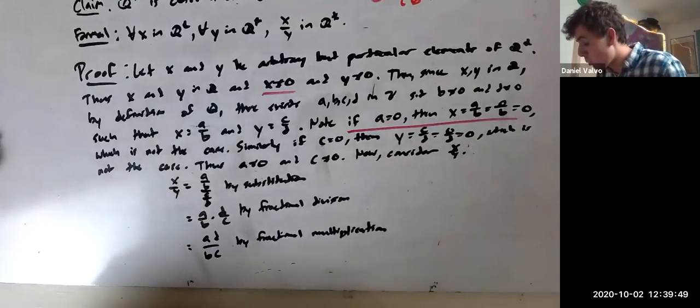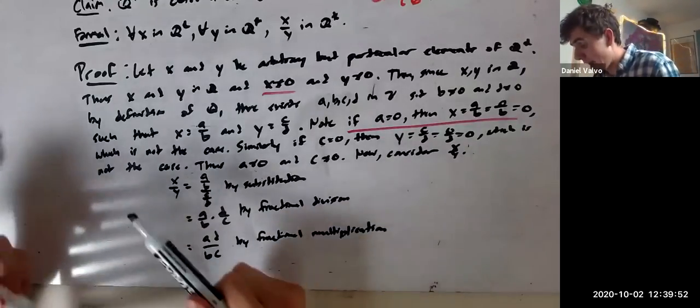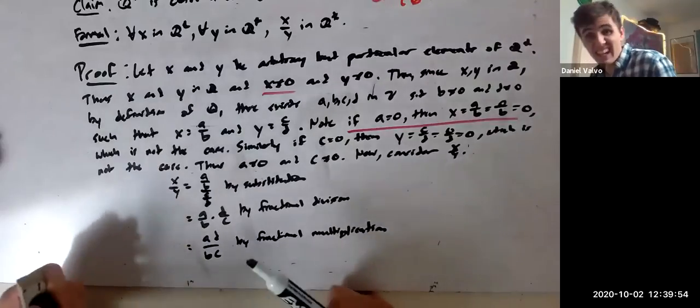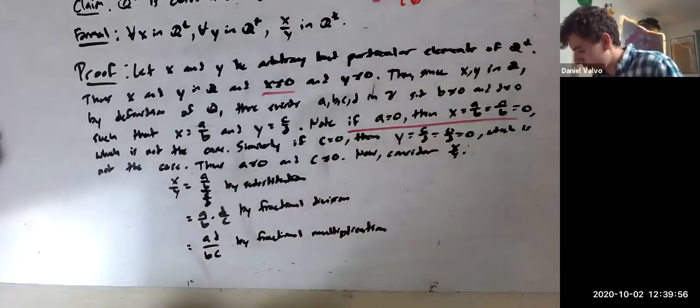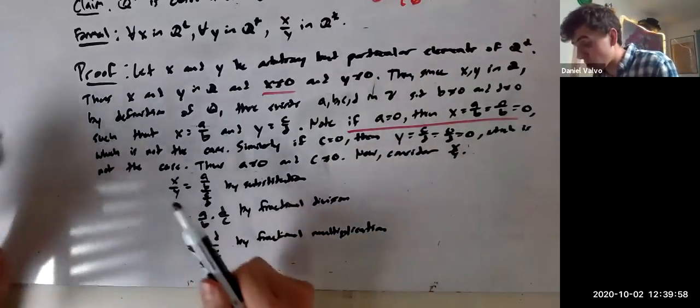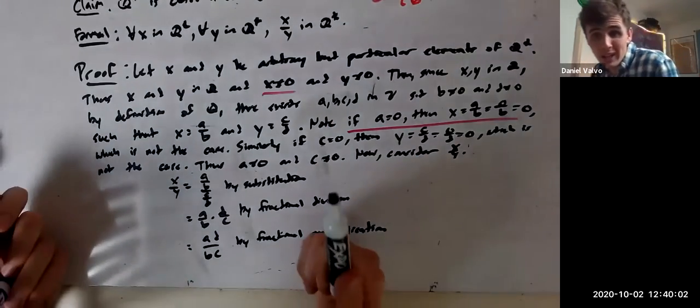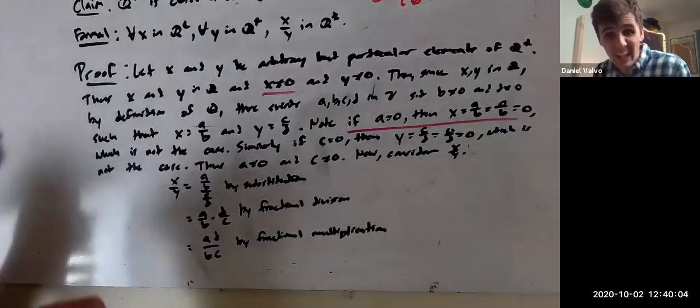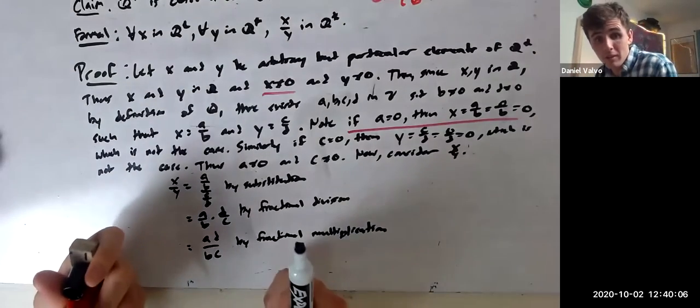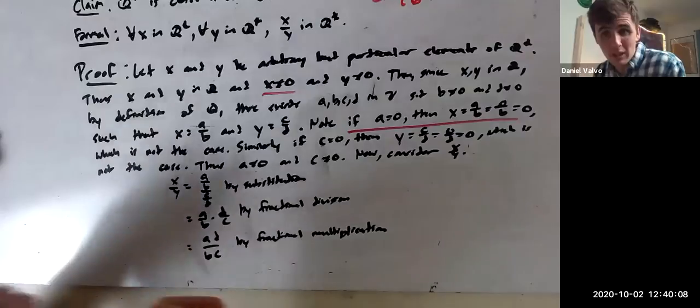So what we've just done is we've shown that x over y equals AD over BC, just like in our scratch work. But now we need to show, what do we show? We're trying to show x over y is in Q star. So we need to show that AD over BC is in Q star, which is where this is all leading. Being in Q star means you're a rational number that's non-zero. So first it starts with a rational number, and then we show it's non-zero.